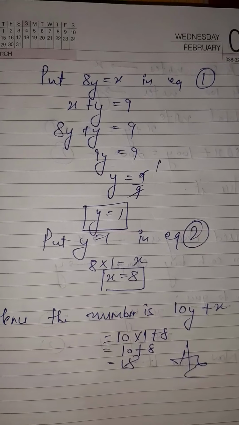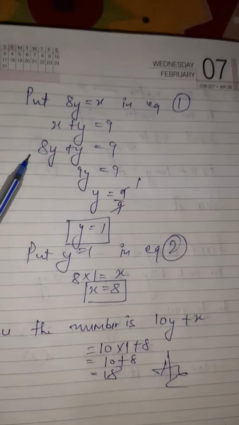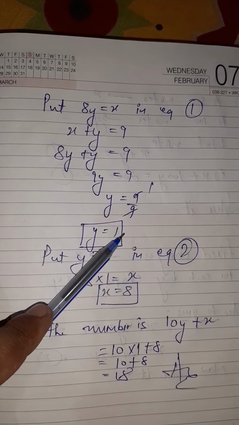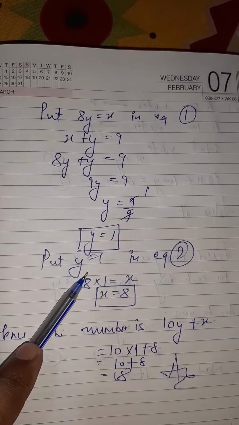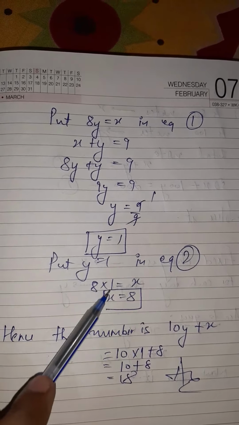See. 9y, the value of y is 1. Put y is equal to 1 in equation number 2. 8 into 1 is equal to x. x is equal to 8. Hence the number is 10 times y, y value is 1, 10 into 1 plus 8. That is 18. It was a very, very important question. Please look at it very carefully. Take a screenshot while solving it. This will really help you out.